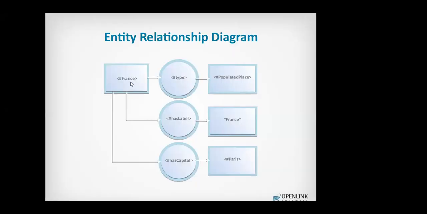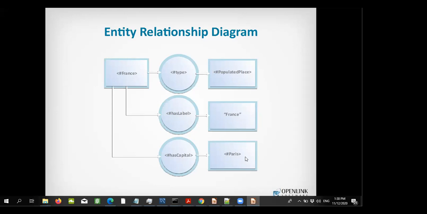So this is an example. This is about France. France is of type a populated place. A populated place is already defined somewhere. France has a label, France. France has capital of Paris. This is a subject, predicate, object form. Subject, predicate, object. Same format.